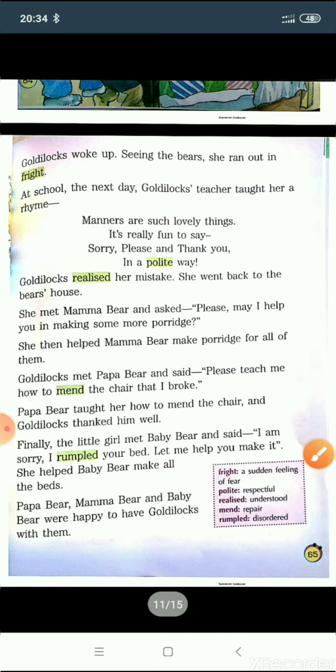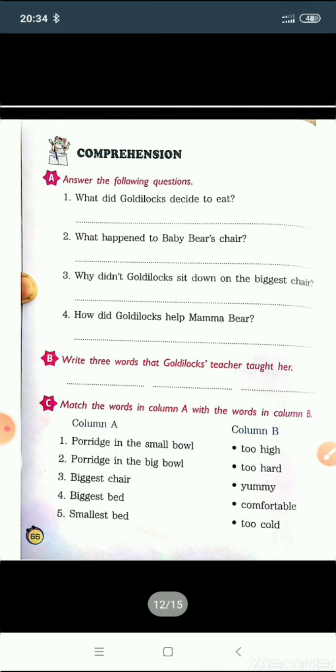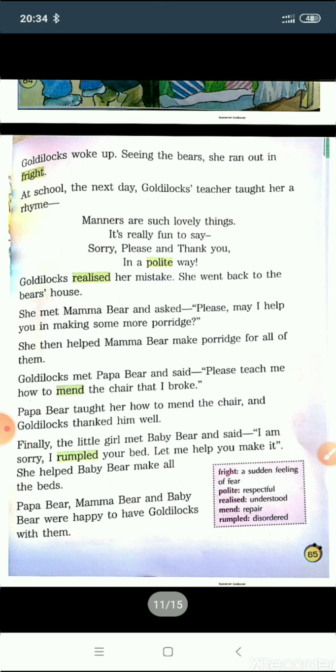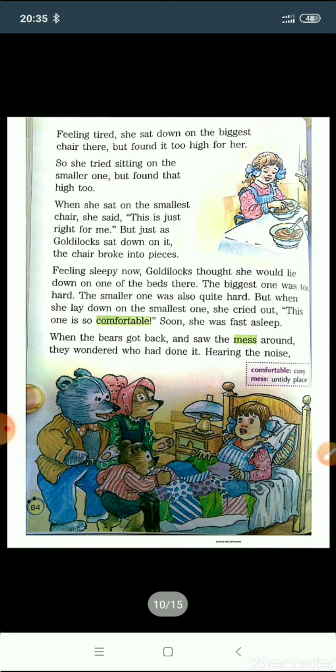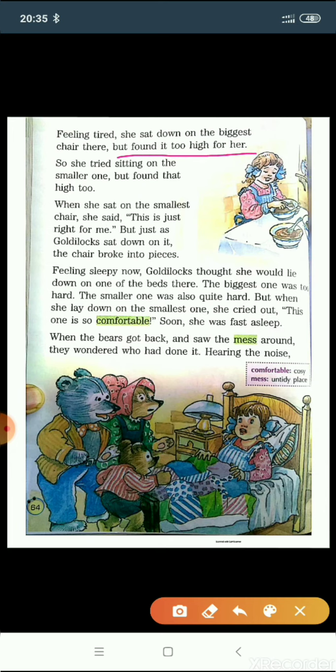Then coming to the third question. Why didn't Goldilocks sit down on the biggest chair? Goldilocks did not sit down on the biggest chair because it was too high for her. Children, the answer is given here on the second page itself. See, it is written, she sat down on the biggest chair there, but found it too high for her. So she did not sit down on the biggest chair because it was too high for her.